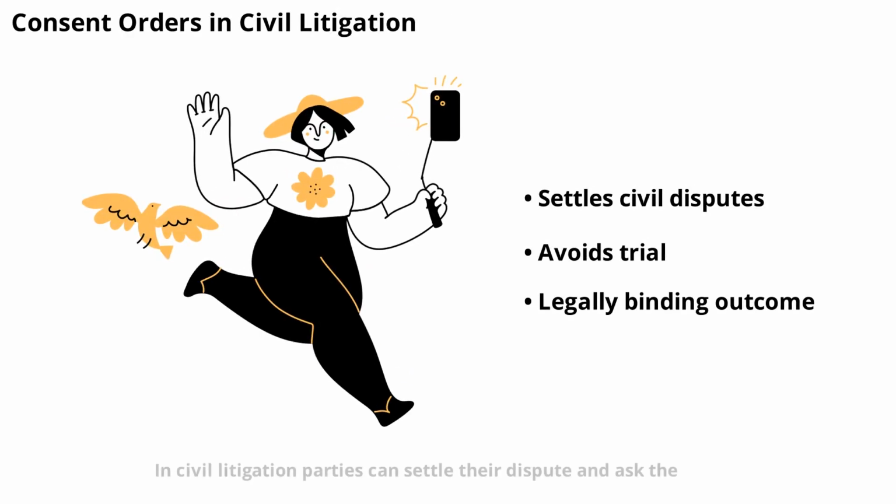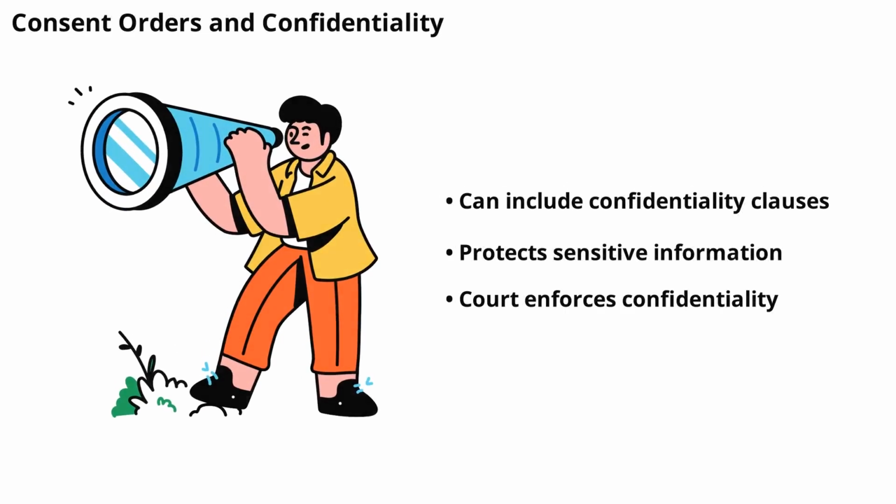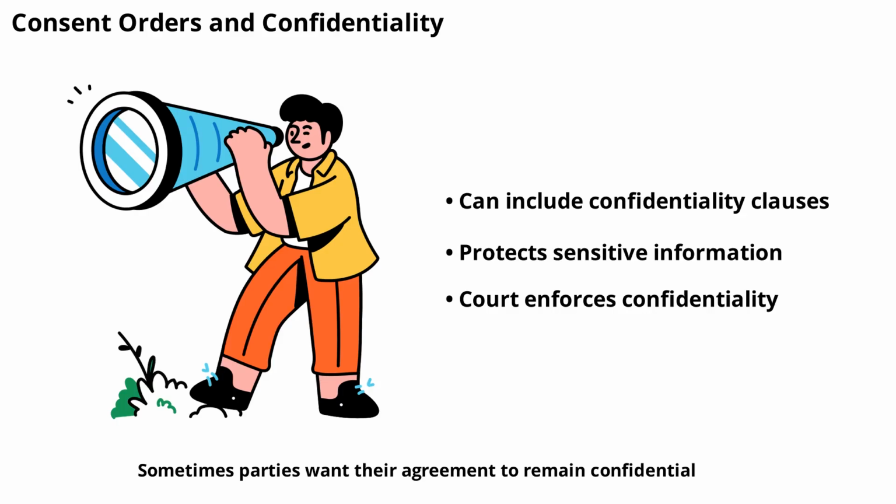In civil litigation, parties can settle their dispute and ask the court to issue a consent order reflecting the settlement. This avoids the need for a trial and provides a legally binding resolution. Consent orders in civil cases can cover a wide range of issues, from monetary payments to specific actions that must be taken. Sometimes, parties want their agreement to remain confidential.